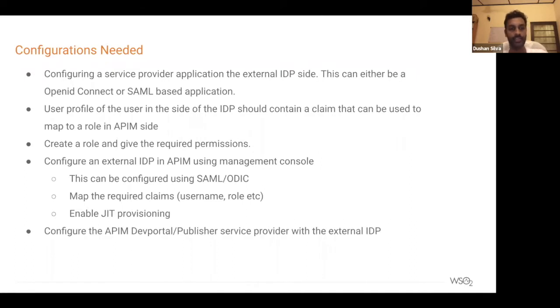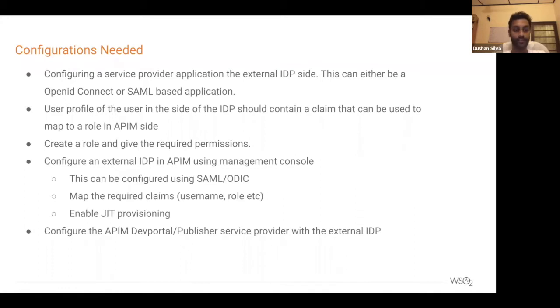Also, inside the external identity provider you are using, your users will have a certain profile. It should contain an attribute or a claim that can be used to map to a role on the API Manager side. So when the user logs in, we can say that a user who has, let's say, an attribute called role with the value subscriber will be assigned a certain permission from the API Manager side.